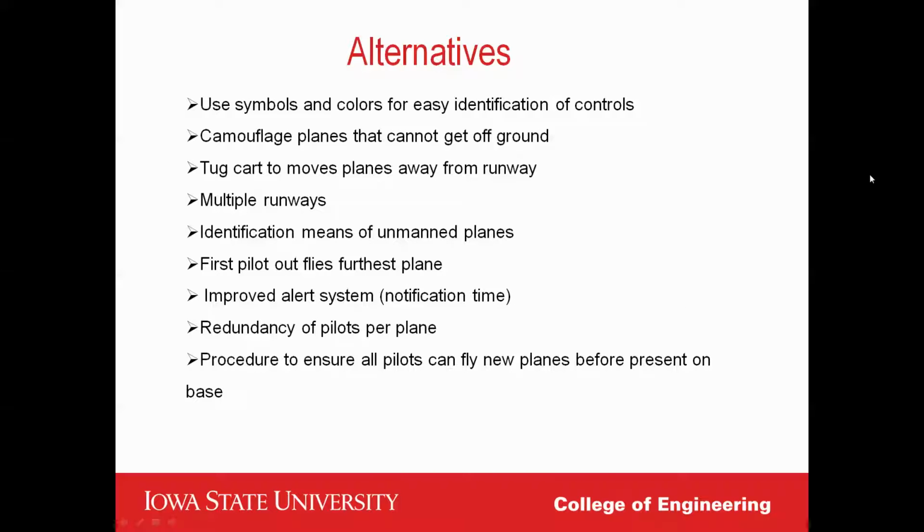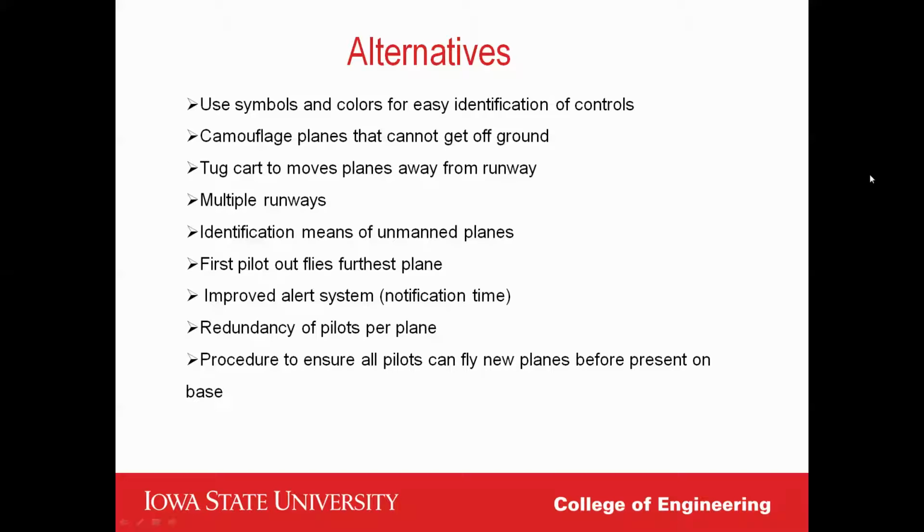The last slides here are the additional rest of the alternatives. Also, we discussed using symbols and color for easy identification of controls. As you can see, today in your cars, you have the emergency light that's symbolized by a red triangle. So something along that line, where it's easy for pilots to identify startup. Again, camouflage planes to help planes that cannot get off the ground, where they could somewhat hide themselves from the view of the Japanese fighters.